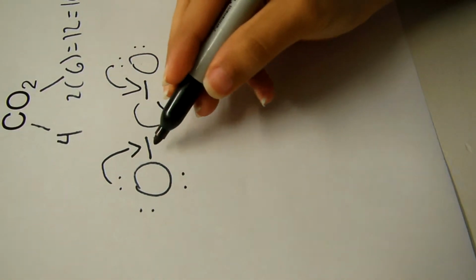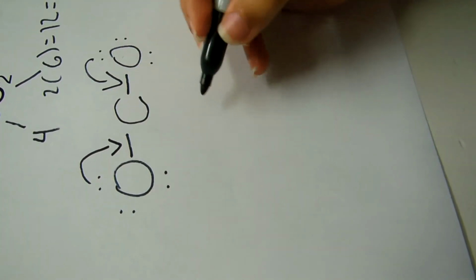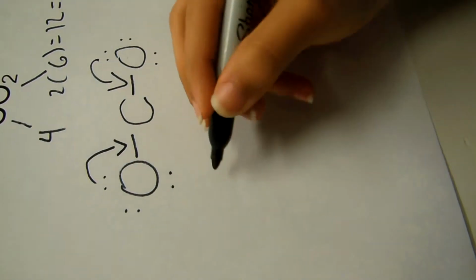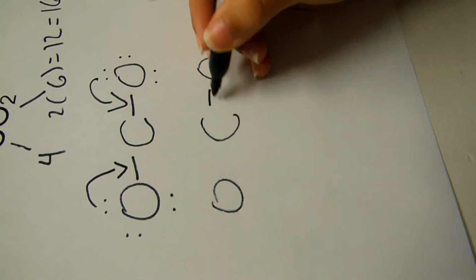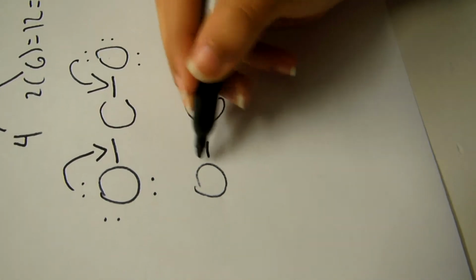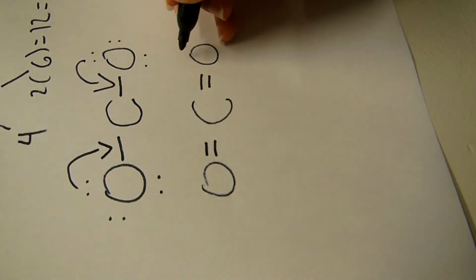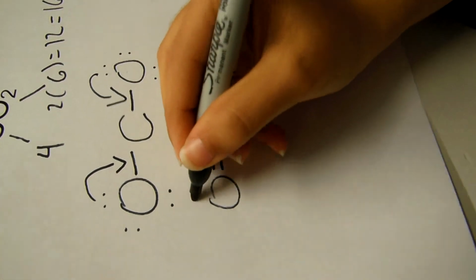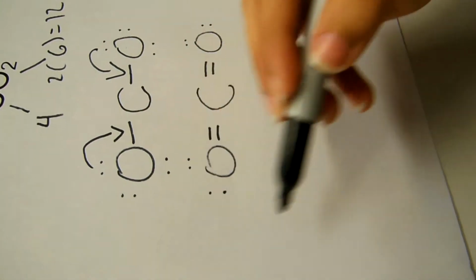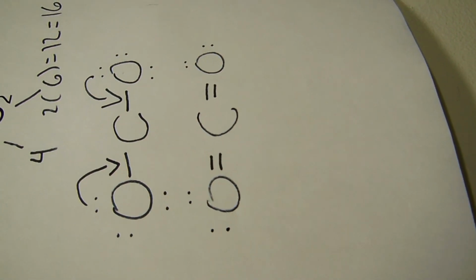And a double bond is the same as a single bond, except now it consists of 4 electrons shared between the 2 atoms. So the resulting structure would look like this. Now we have 4 here, which is 8, so now we must use the other 8 to fill the octet for the oxygens. And now both the oxygens and the carbon atom have a full octet, and that's how you do Lewis structures.